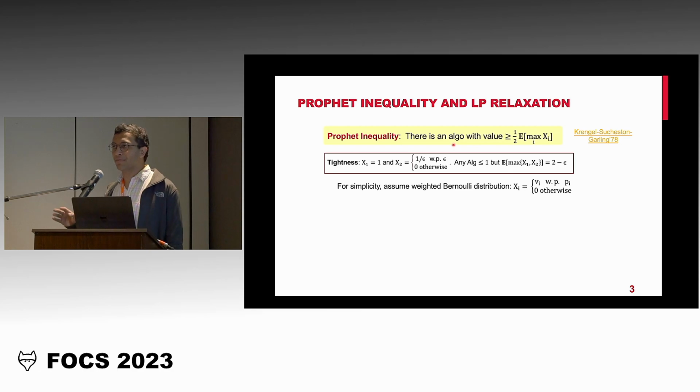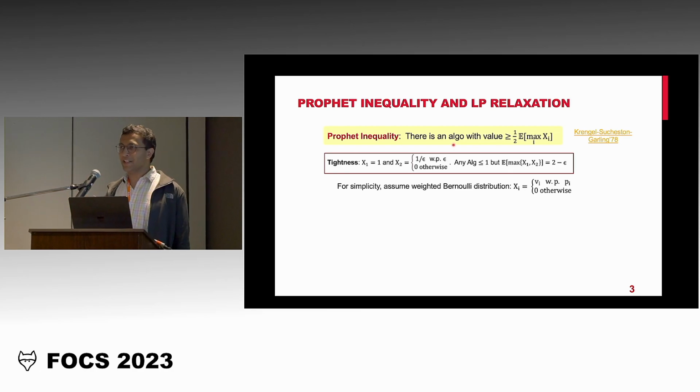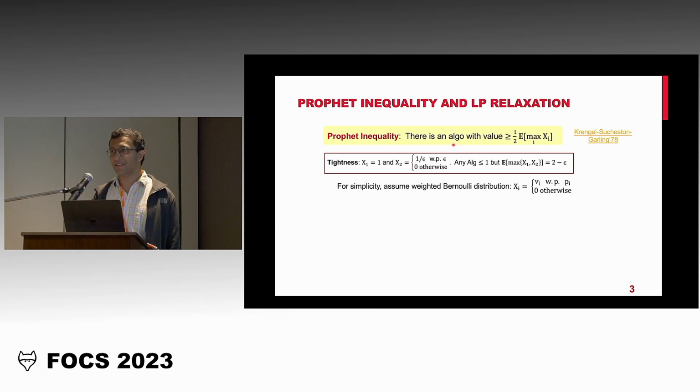All the things that I'll talk about can be generalized to general distributions. But the heart of the problem, and especially connections to online contention resolution schemes, are much clearer if you just talk about this subfamily of distributions.